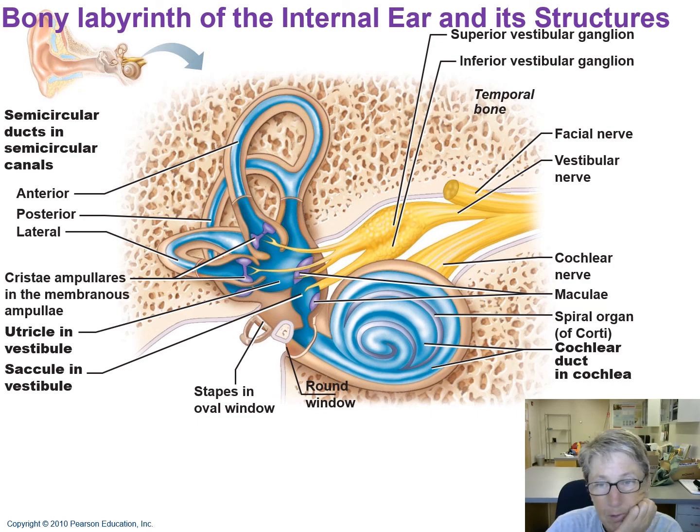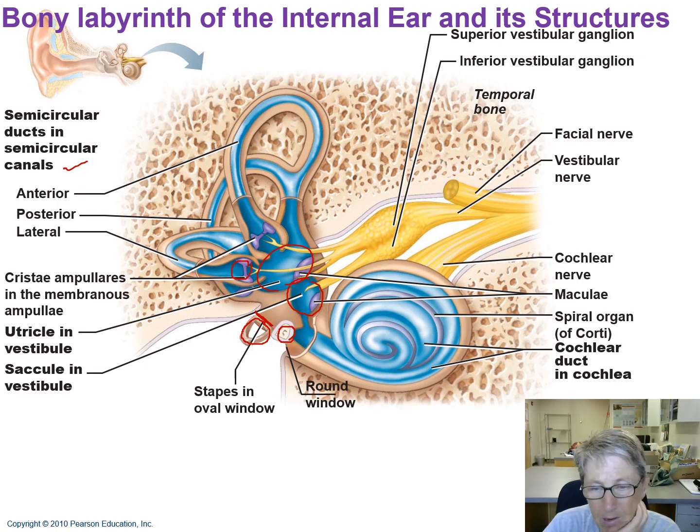Okay, let's see if we've covered everything. So we talked about the semicircular ducts within the canals. We talked about the crista ampullaris in the ampulla of the semicircular canals, the utricle and saccule within these vestibules. Here's our stapes or stirrup covering the oval window. So the oval window would be right here. And then there's another structure here called a round window. We'll talk about that when we talk about transmitting sound.